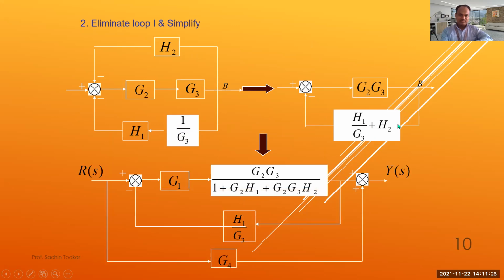In the next step, we have taken that feedback loop. The answer is like this, multiplied by G1, and again we'll take the feedback loop, and again we'll take this feed forward path of G4.